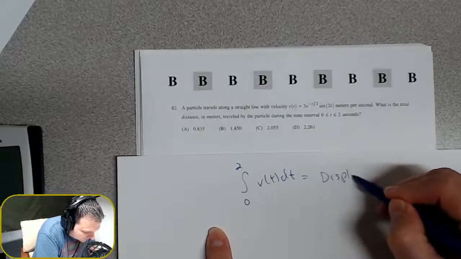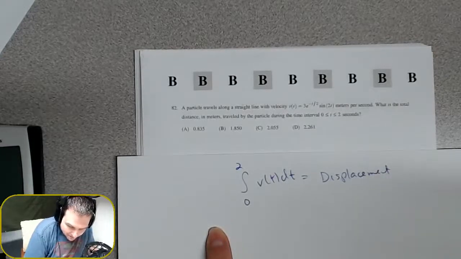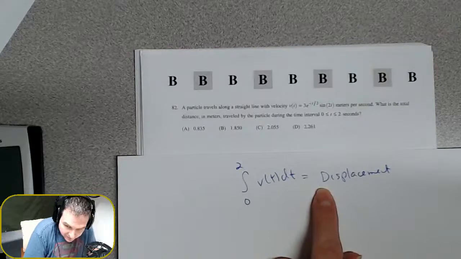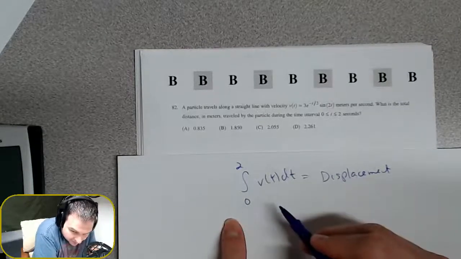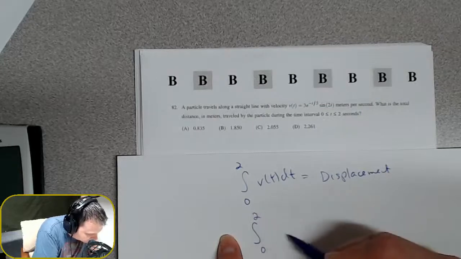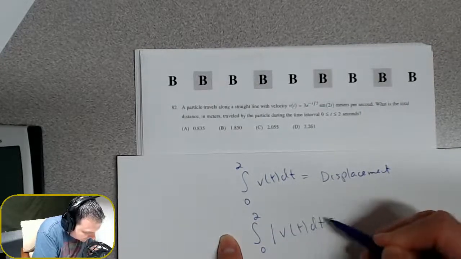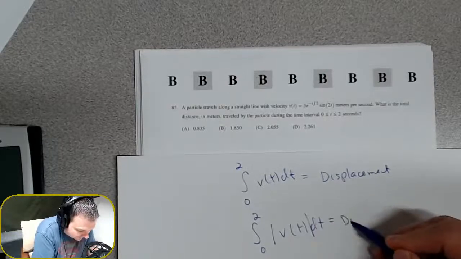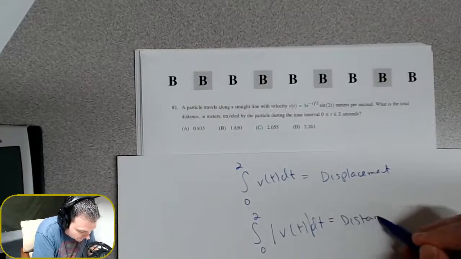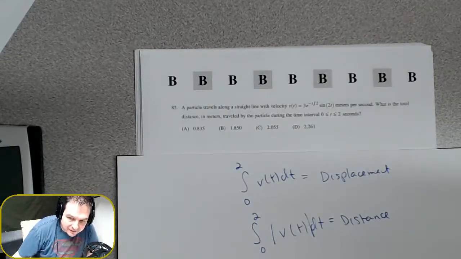displacement. That's the displacement, but that's not what this question is asking about. This question is asking about distance: the integral from 0 to 2 of the absolute value of v of t dt. That's distance. Get that in your notes. Get that in your binder. Does that make sense?